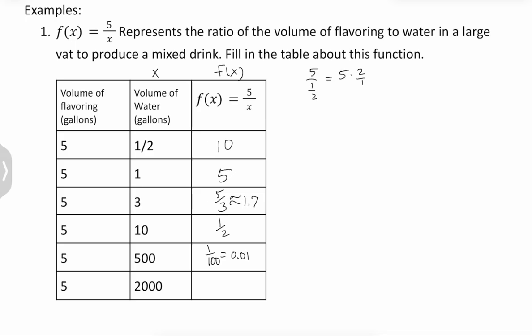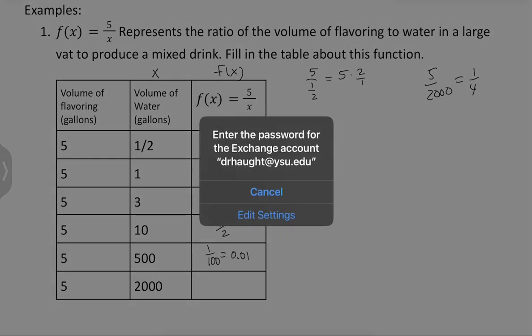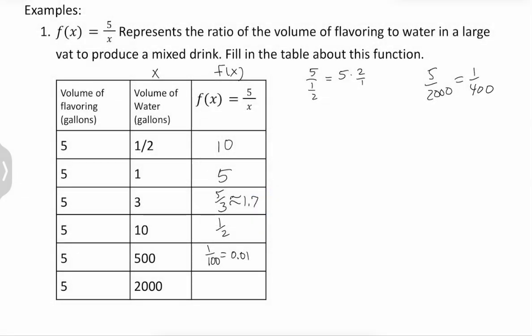5 over 2,000 is the same as 1 over 400. Super small decimal, even closer to 0. It's 0.0025.